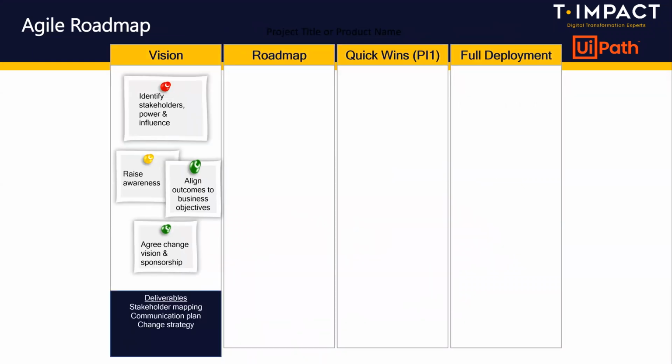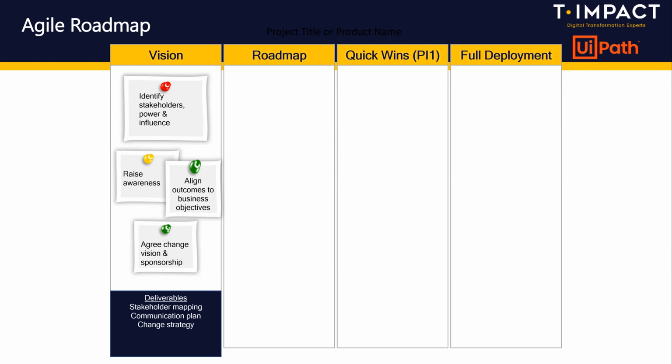So breaking those 4 down: vision, roadmap, quick wins, and full deployment. If we look at the vision, the effort for stakeholder analysis is often underestimated. Just because you know the key stakeholders in your organization doesn't mean you necessarily know their opinion to this particular program. So it's really important to understand their power and their influence over this specific program so you can help decide how much time to invest in each one of those stakeholder relationships and how best to communicate with them, to give them what they need and what they care about for your program.